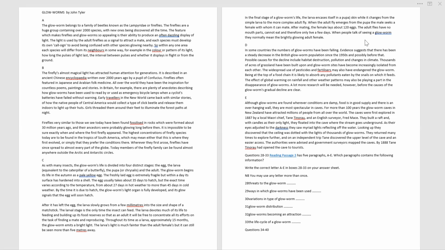Here you can see questions 22 to 33 are read from the passage. It has 5 paragraphs, and we have to answer which paragraph contains the following information, for example, threats to the glow bomb. From the 5 paragraphs above, you have to see which paragraph gives this information, and that letter of the paragraph, A, B, C, D, E, is going to be the answer. So just find these answers and send your answer in the chat box.